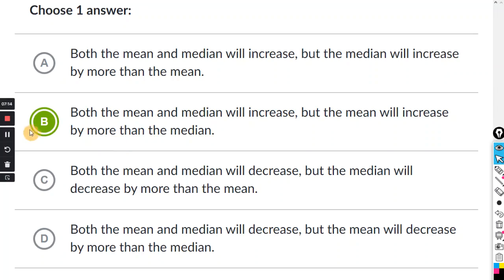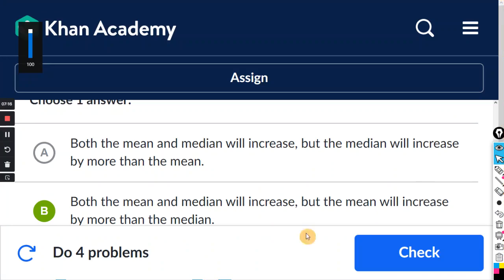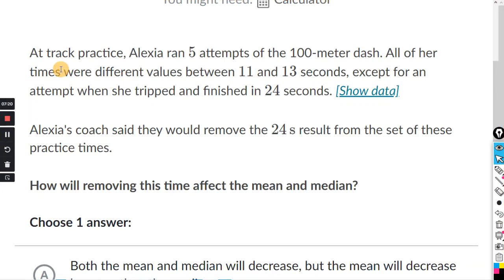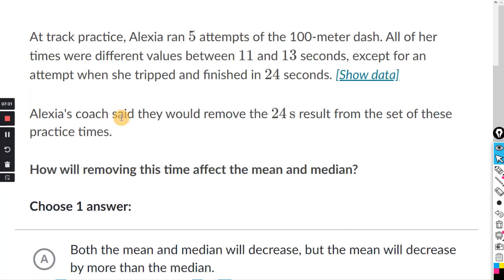Answer B. Okay, at track practice, Alexia ran 5 attempts of the 100-meter. All of her times were between 11 and 13, except for an attempt when she tripped and finished in 24 seconds. The coach said they would remove the 24-second result from the set of these practice times. How will removing this time affect the mean and the median?